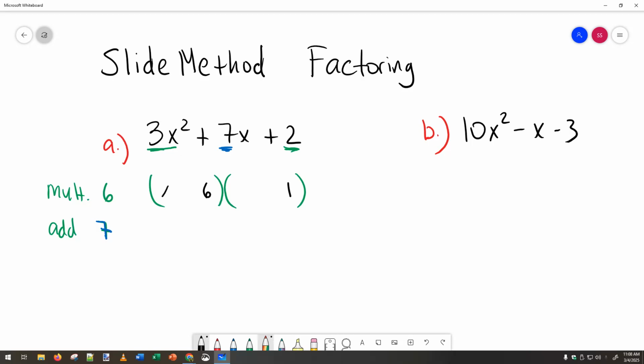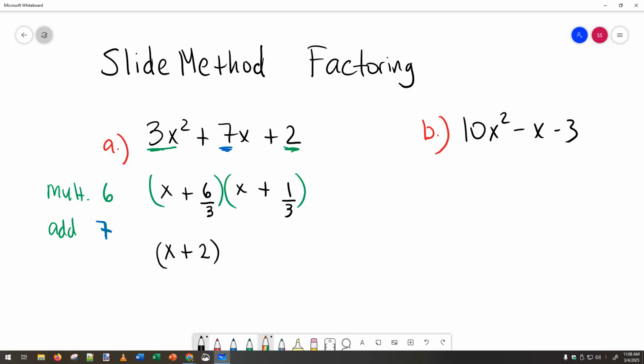So now, if I do x plus 6 times x plus 1, now the problem is this 3. x times x is not 3x squared. So now if I take that 3 and I divide both of these by that number, then I reduce, so 6 over 3 is 2.